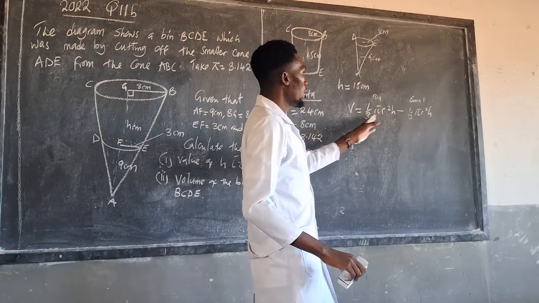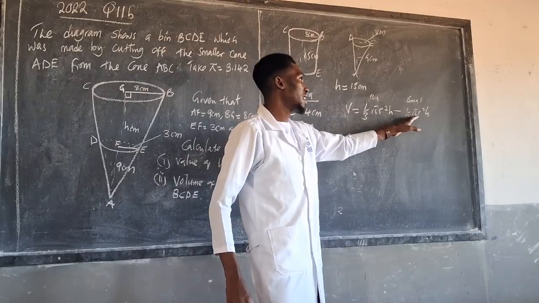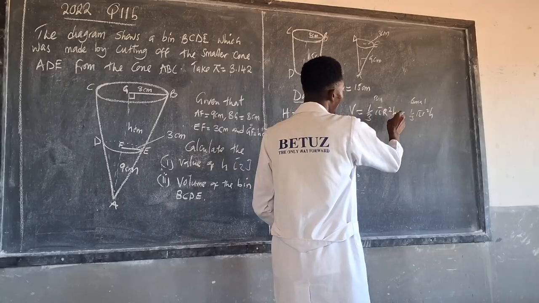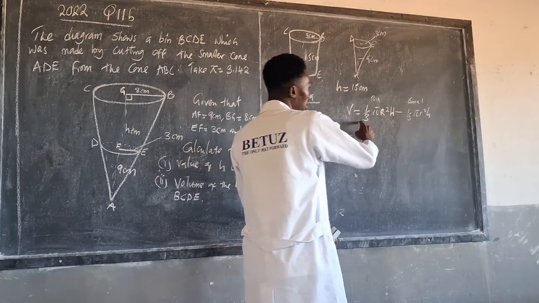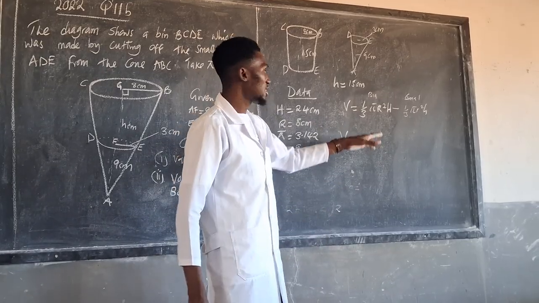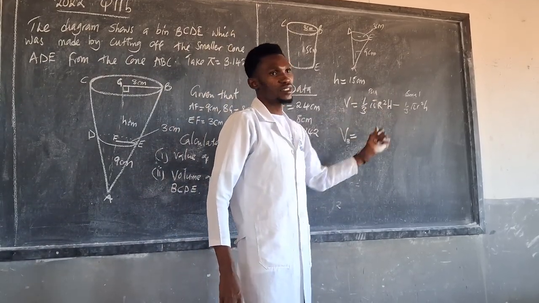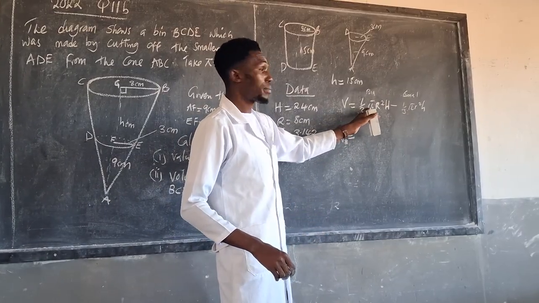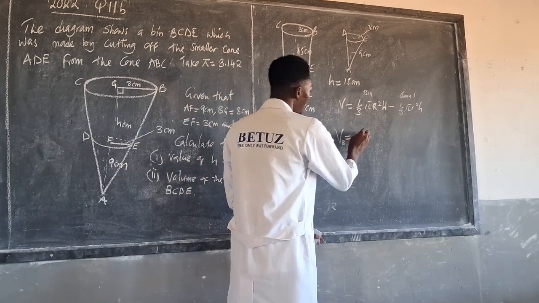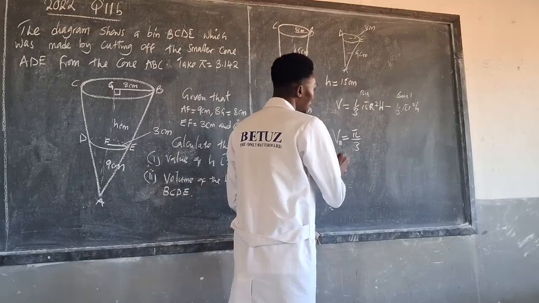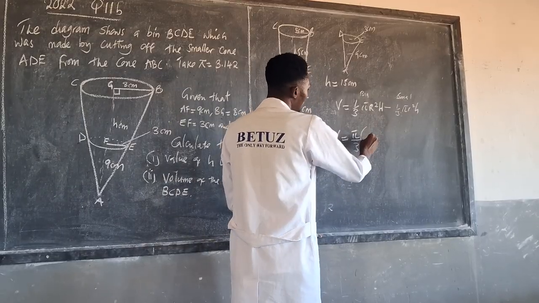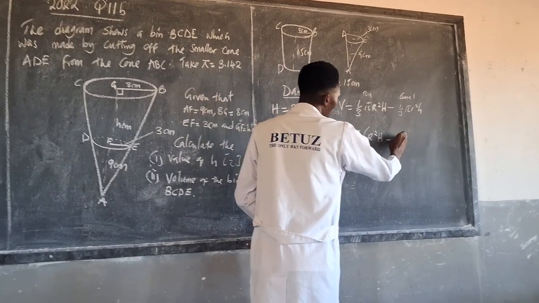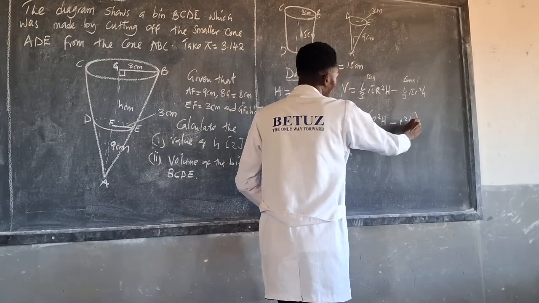So from there, look at what is common. This is calculated r, this is calculated h. What is common here? Apart from 1/3, what else? Pi. Even pi is common, so we can factor out pi. 3 is common as well. So here we will remain with R squared h, minus r squared h like that.